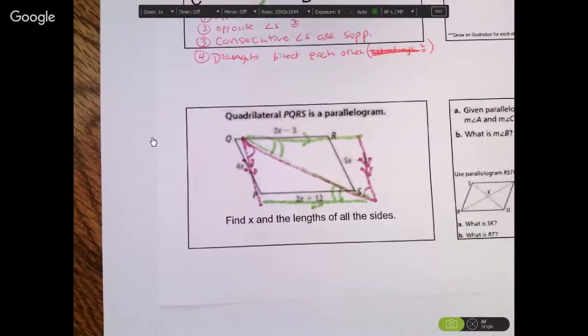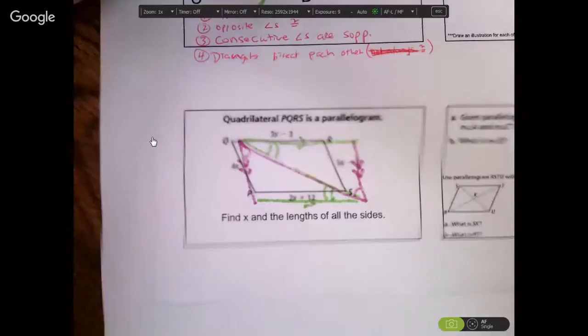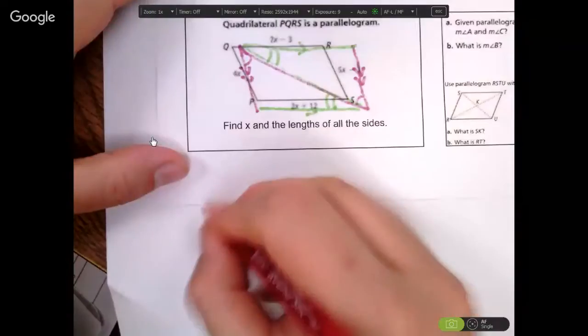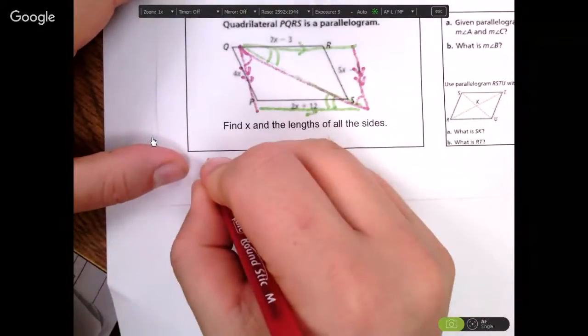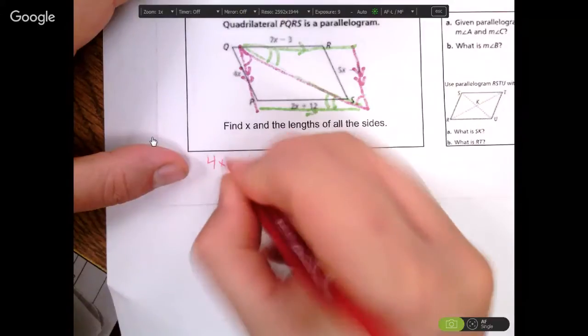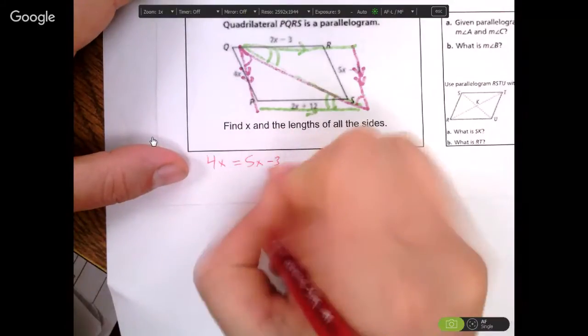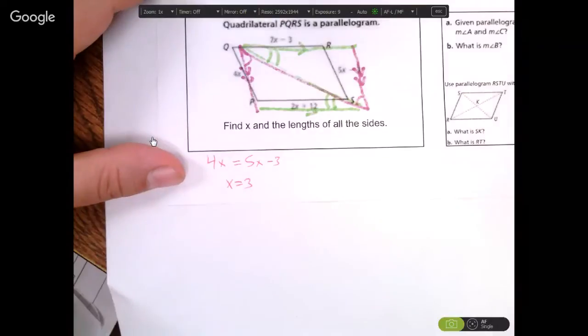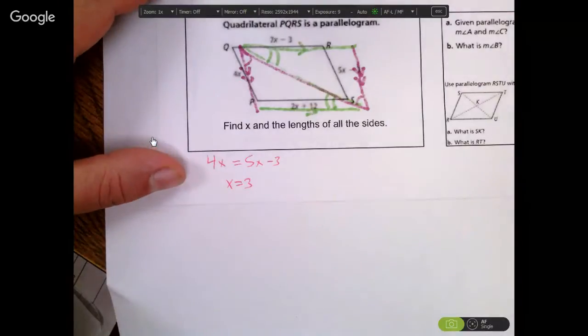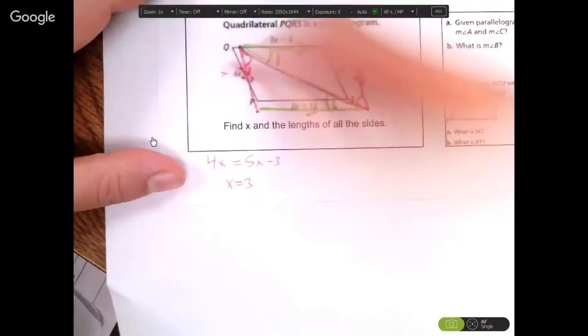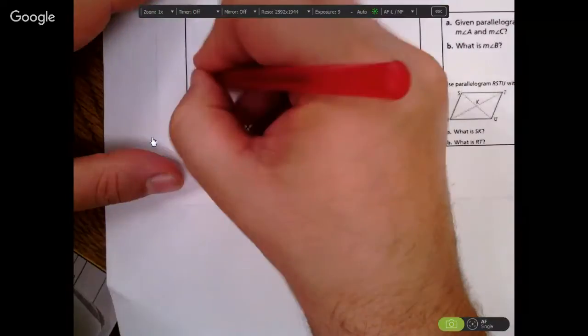So, question. Unfortunately it's hard to see, but I think you can see it on yours. It's a parallelogram. What information do we have about parallelograms that can help us solve this? Set me up an equation. 4x equals 5x minus 3, so x is 3. We have to find all the sides. RS and QP equal 12, and QR and PS equal 18.